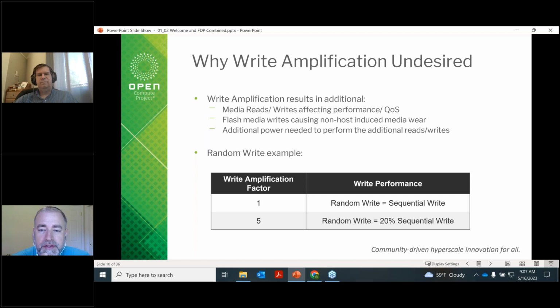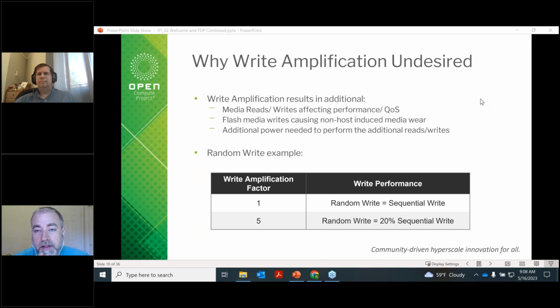So why is this undesired? These extra media reads and writes result in an impact to performance and QoS, right? The write throughput drops. The extra writes potentially impact reads and tail latencies, all sorts of negative effects.